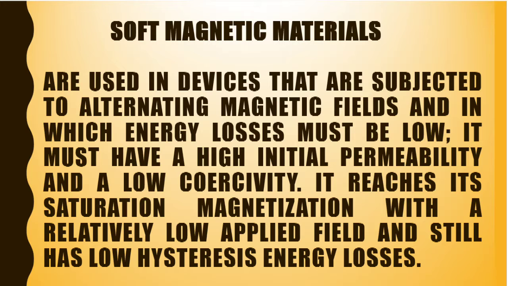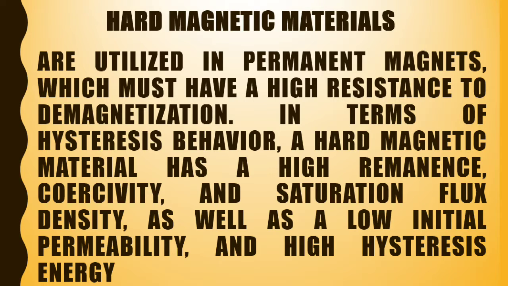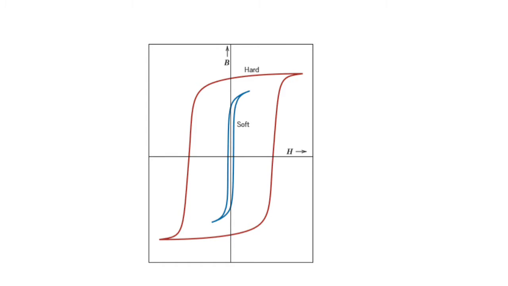Both ferromagnetic and ferrimagnetic materials are classified as either soft or hard on the basis of their hysteresis characteristics. So, let's discuss the difference between these two. Alloys composed of iron are soft magnetic materials that are used in generators, transformers, motors, dynamos, and switching circuits. This is a schematic diagram for soft and hard magnetic materials.